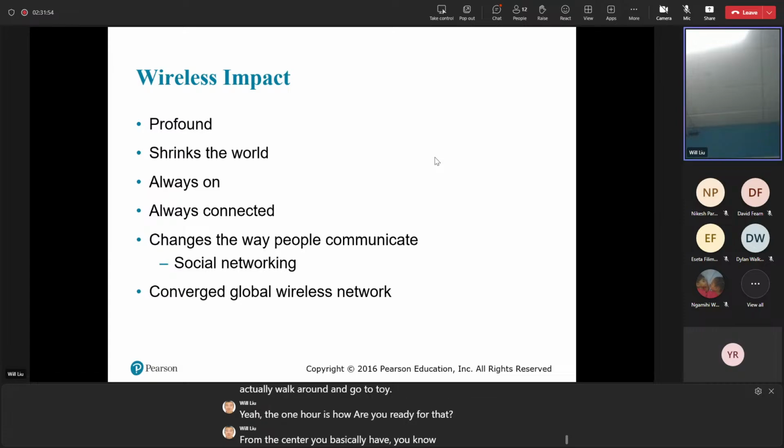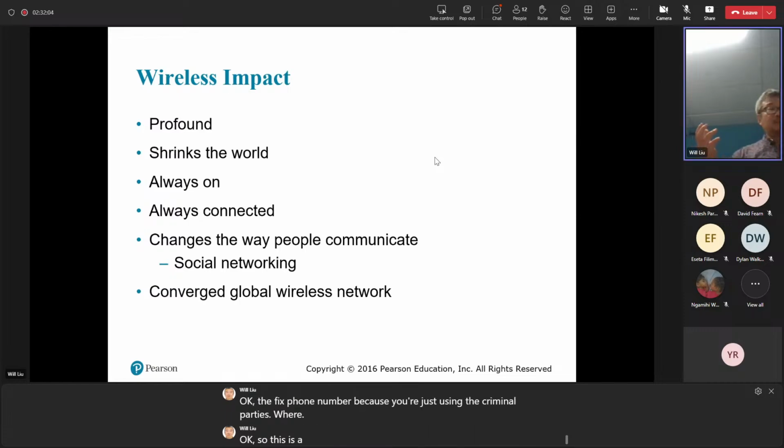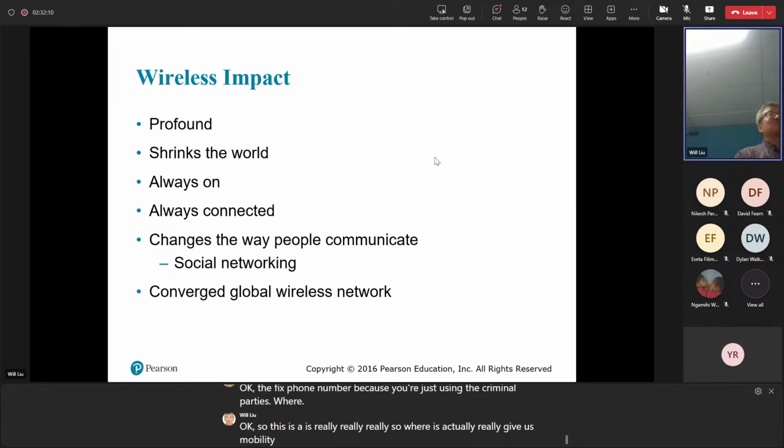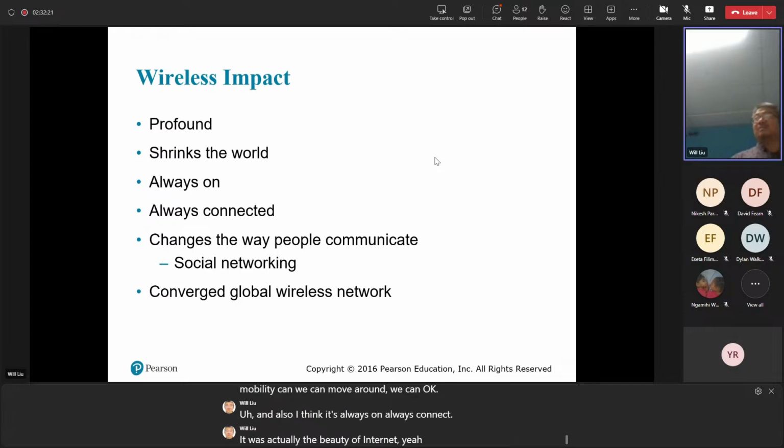I'm not talking about mobile. I'm talking about fixed phones, where only the terminal part is wireless. So this is really convenient. Wireless really gives us mobility. We can move around. And also, like I said, it's always on, always connected. That's the beauty of the internet, and sometimes you're really addicted.